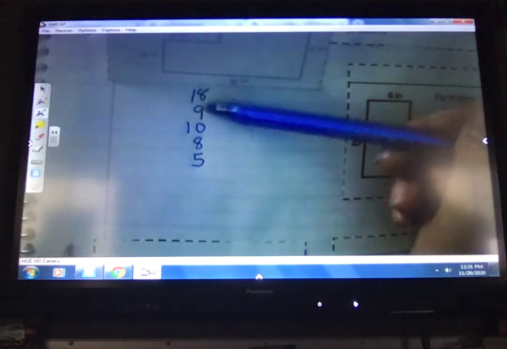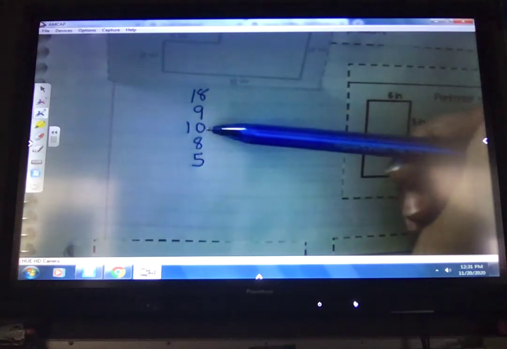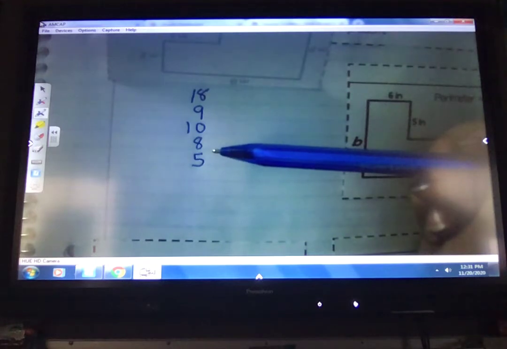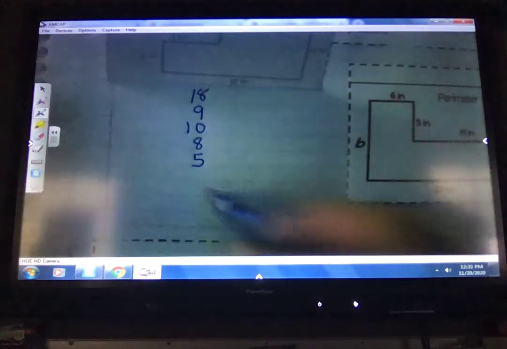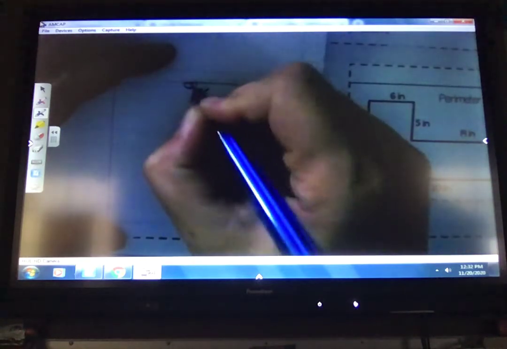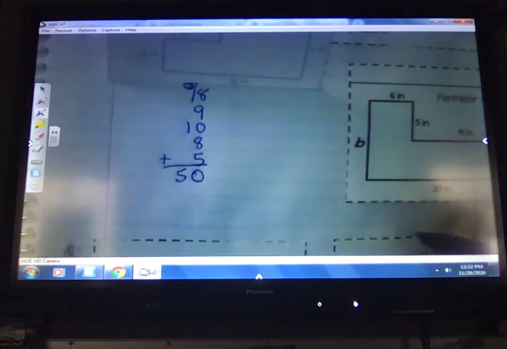9 and 8 and 9 is 17. 17 and 0 is still 17. 17 and 8, 25, and 5 is 30. Regroup. 3, 4, 5. So all of these sides are 50.